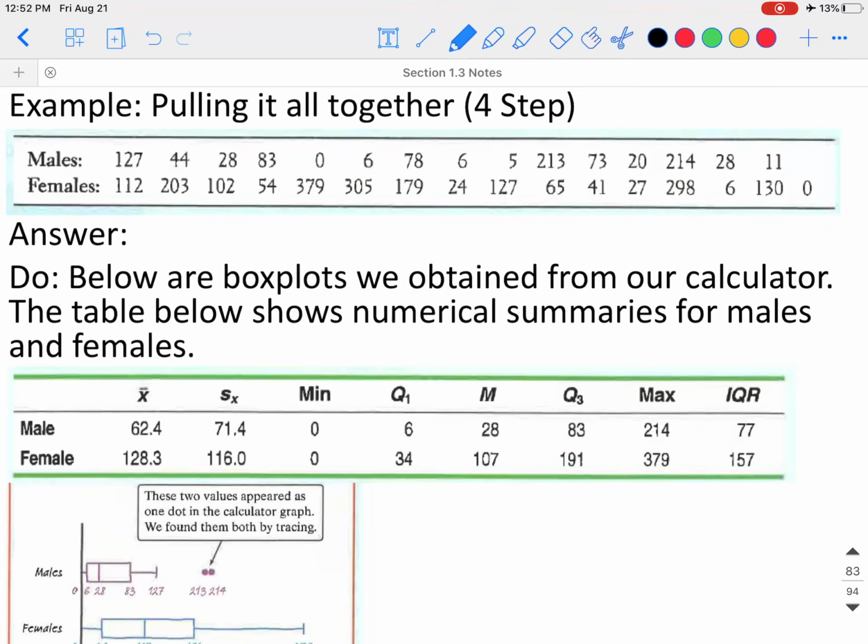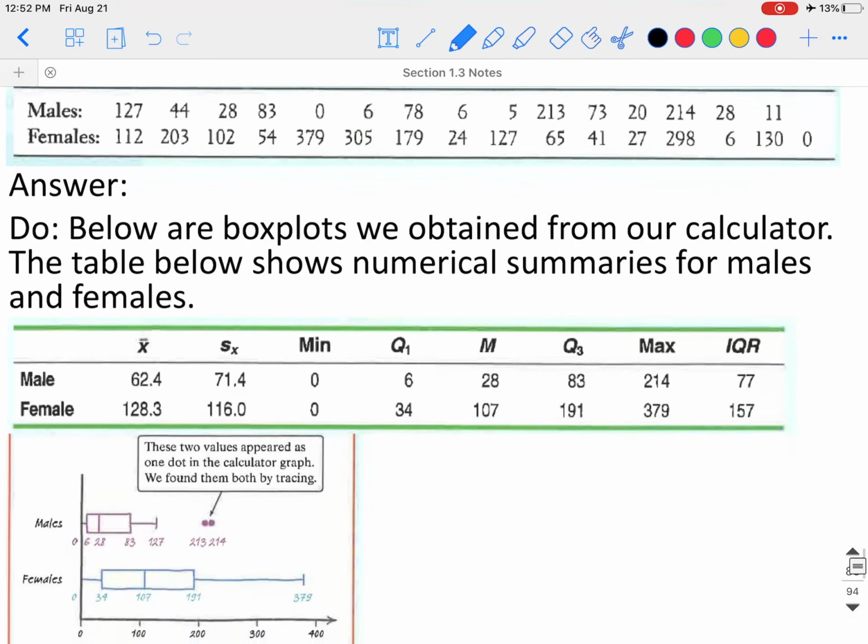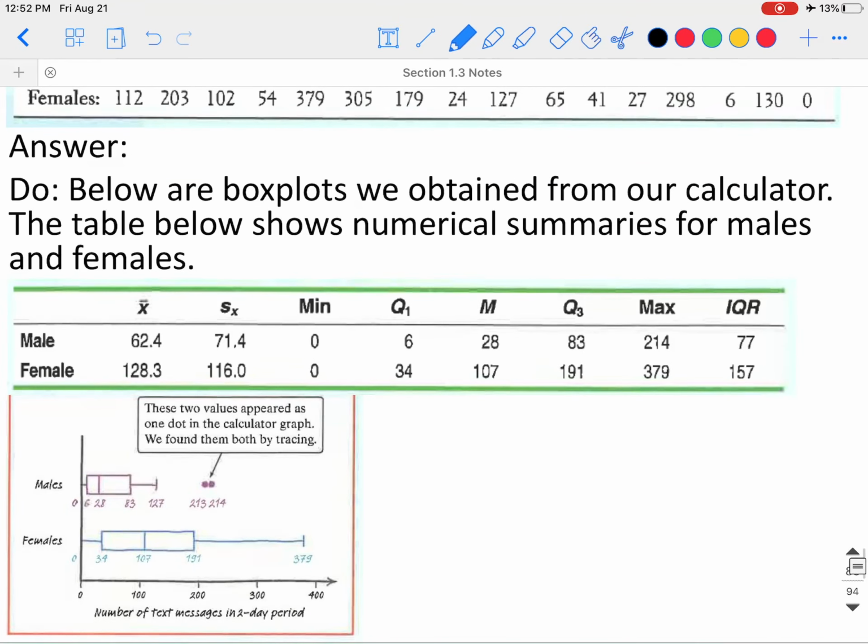Now, when you get to the do, you are going to use your one variable statistics. So if you find this on your calculator, you need to make sure you label this very well on your paper. You can make a table of all this information, and then you can also make a box plot comparing the males and the females. Because both distributions are strongly skewed, we know that we should use the median and IQR when we're discussing the center and spread instead of using the mean and standard deviation.